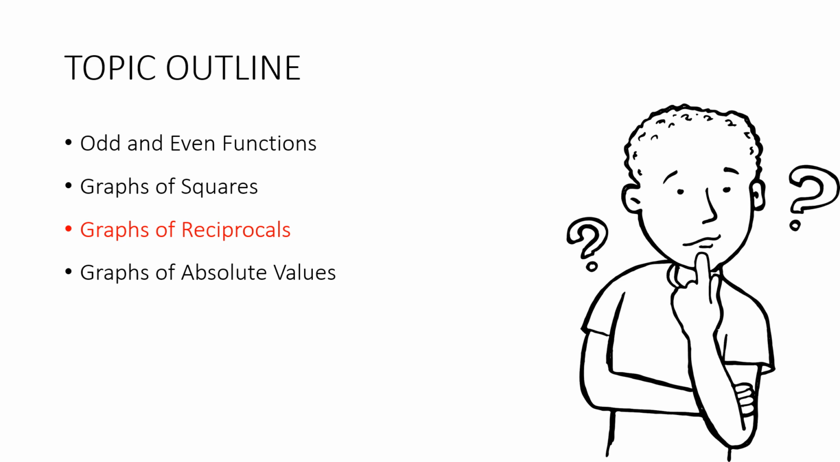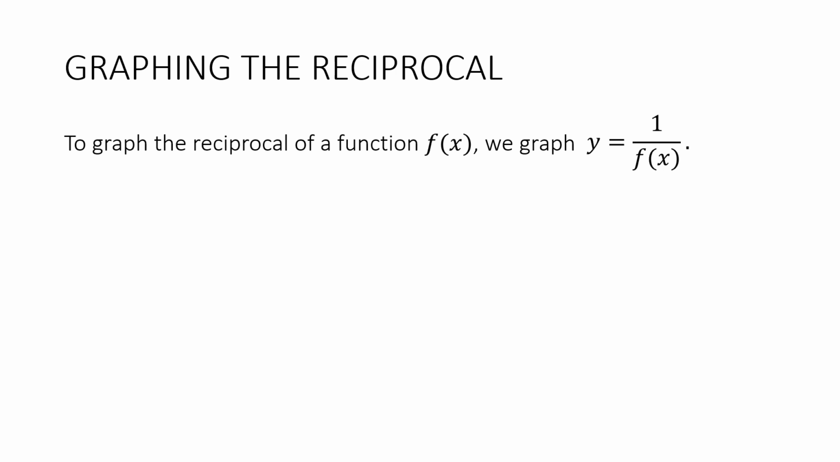In this lesson, we're going to have a look at what happens when we graph the reciprocal of a function. So to graph the reciprocal of a function f of x, we graph y equals 1 over f of x. And here's some of the features of the graph.